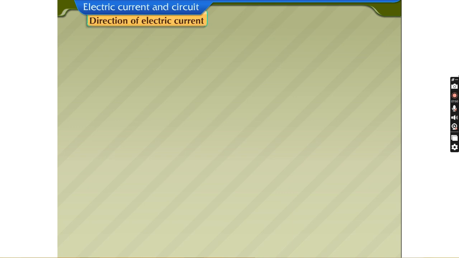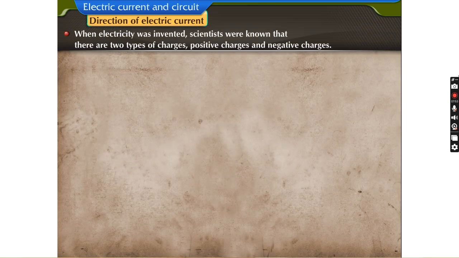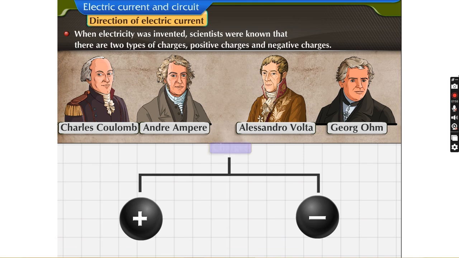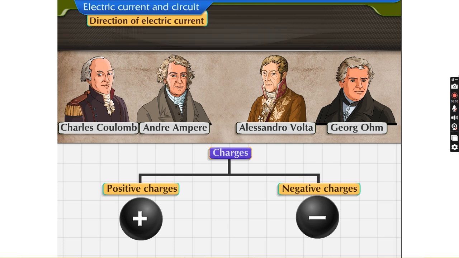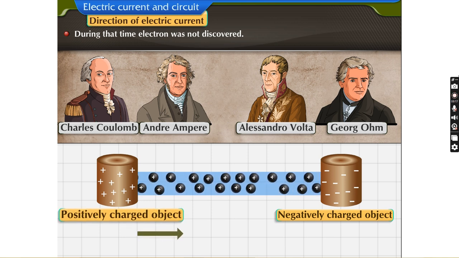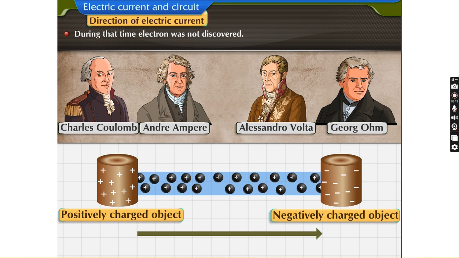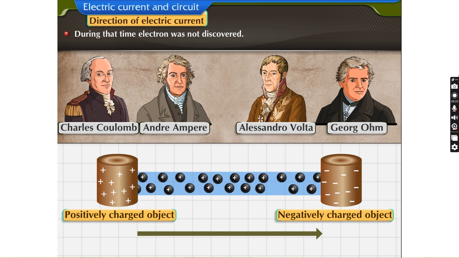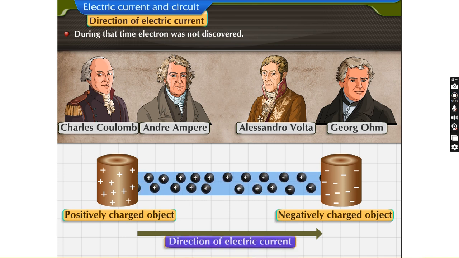Direction of electric current. When electricity was invented, scientists knew that there are 2 types of charges: positive charges and negative charges. But during that time, the electron was not discovered, and it was believed that electric current results only due to the motion of positive charges from a positively charged object to a negatively charged object. This direction of flow of charges was thus taken as the direction of electric current.